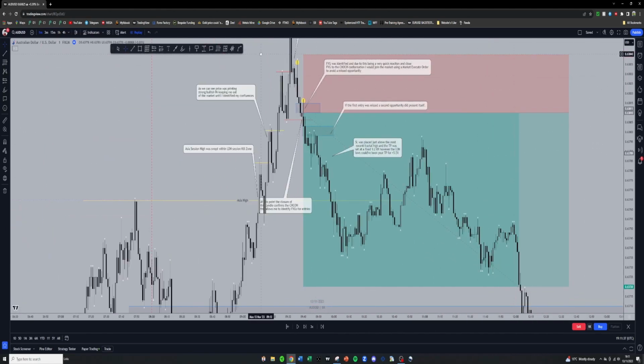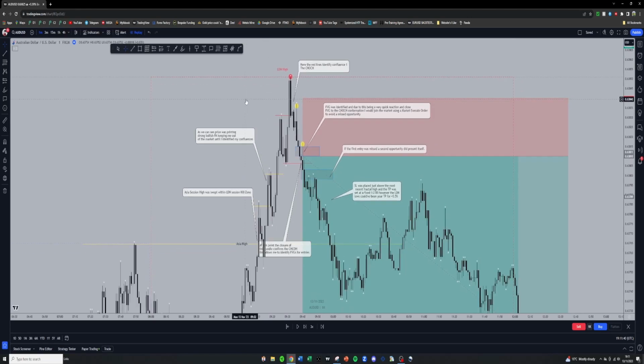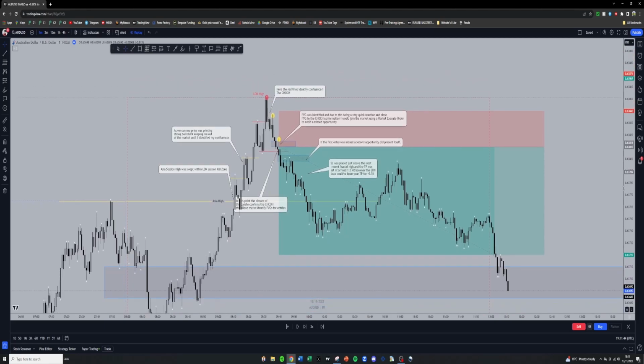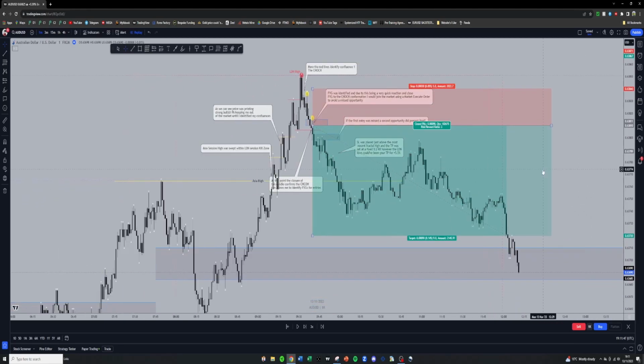But that was a quick one. I just wanted to go over that because it was a very nice setup today, and it's obviously a Judas swing. It's quite a well-known strategy within the markets, and I definitely recommend you guys check it out.